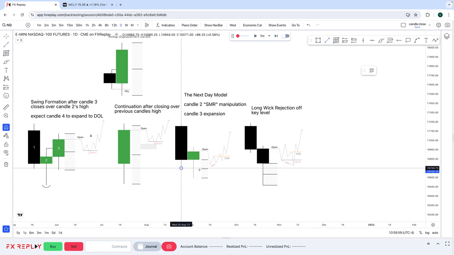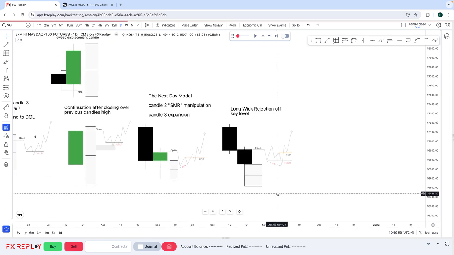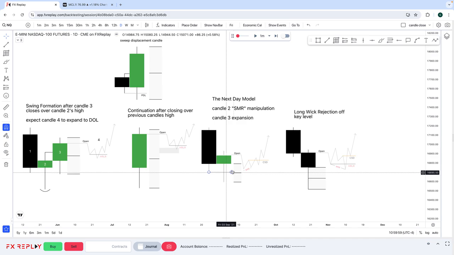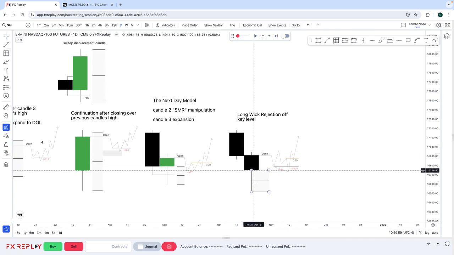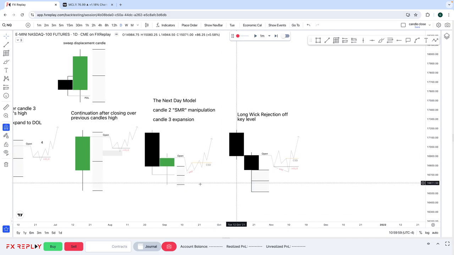We take out the previous candle's low. This is viewed as manipulation. So what happens after manipulation? If you know IPDA cycles, right? Manipulation, we expect expansion to follow. And you will see a lot of times that candle 3 and candle 4 will expand towards the draw on liquidity. And then this one is just going to be a longer wick into a fair value gap or PD array, right? It doesn't really matter.